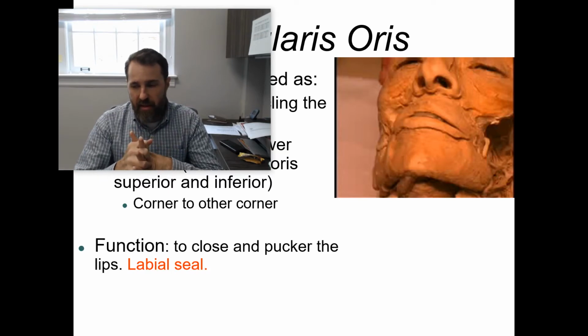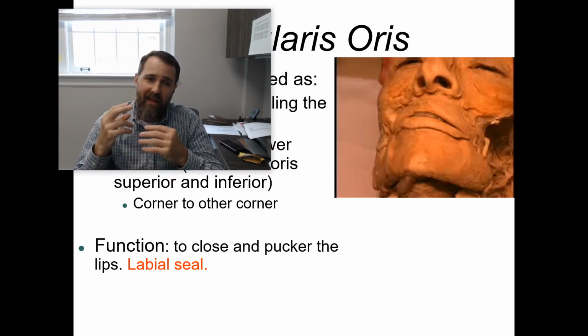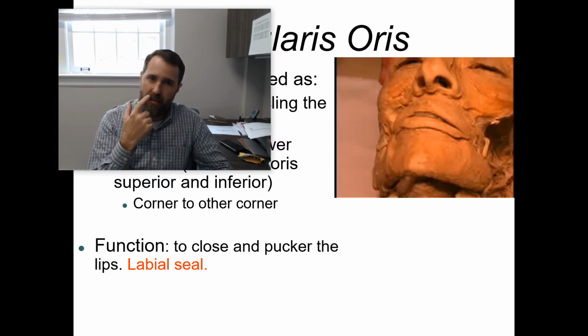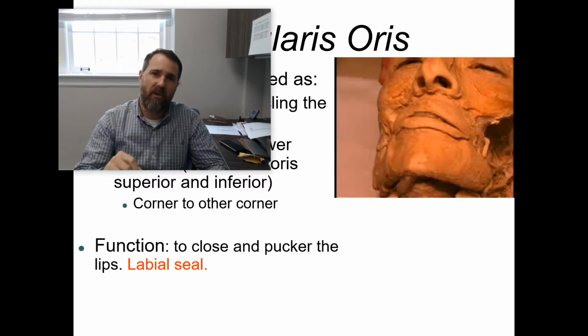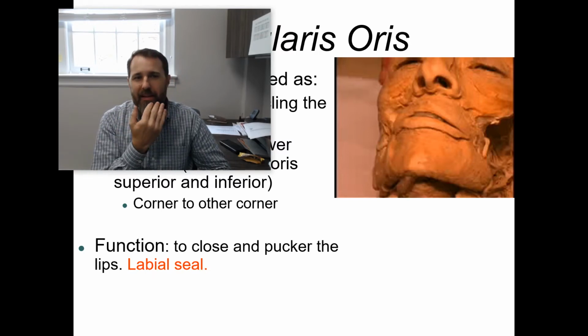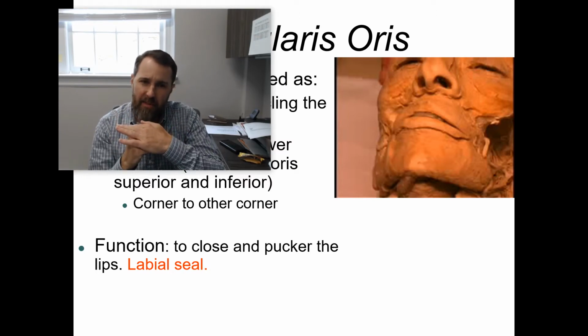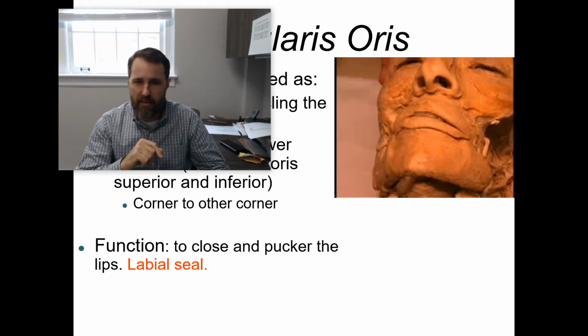And there's actually two of them. There's a superior and an inferior. And this is the muscle. These are the muscles that lie beneath the soft tissue of the lips. And it basically forms a circle. And so when that orbicularis oris tenses, it creates a seal of the lips. It pushes the lips together and it puckers the lips.